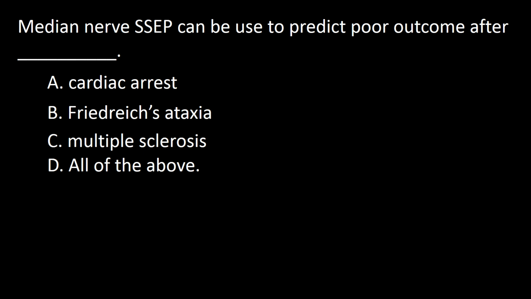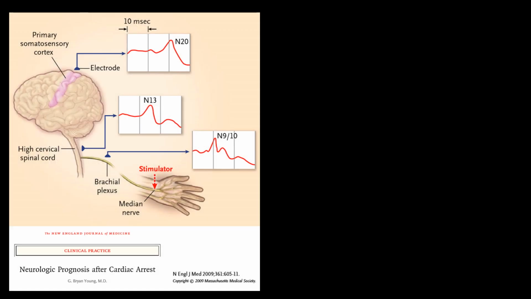Next question. Median nerve somatosensory evoked potential can be used to predict poor outcome after dash. A. Cardiac arrest. B. Friedreich ataxia. C. Multiple sclerosis. D. All of the above. This figure is from an article published in 2009 in the New England Journal of Medicine. It depicts a median nerve somatosensory evoked potential recorded at the brachial plexus, where it generates a potential, here labeled N9-10, but which we usually refer to as the Erb's point potential.